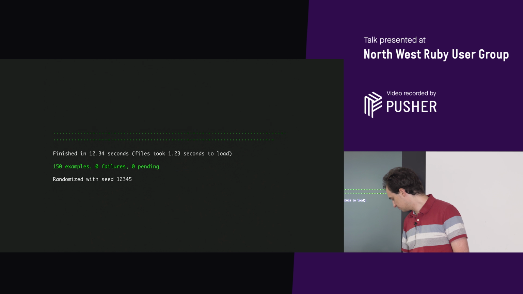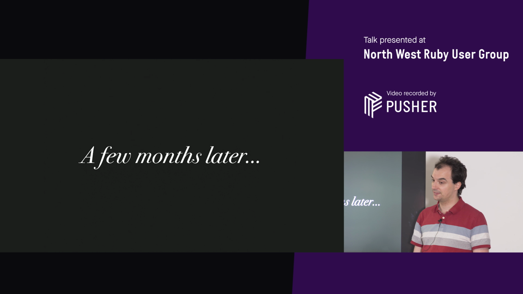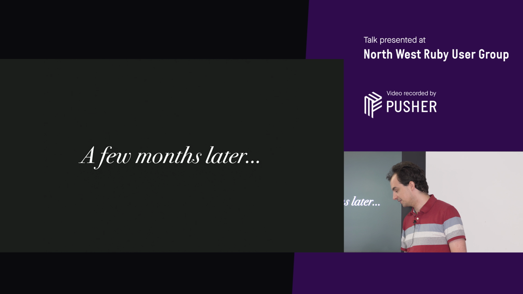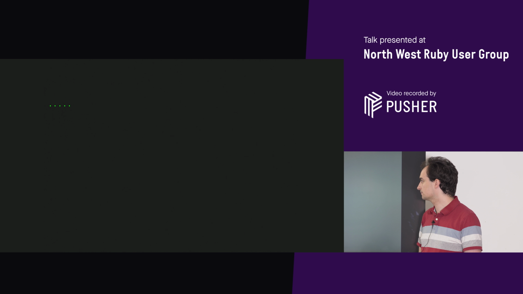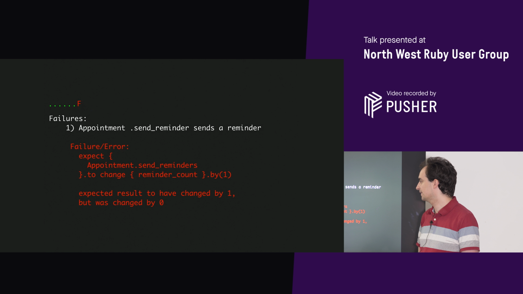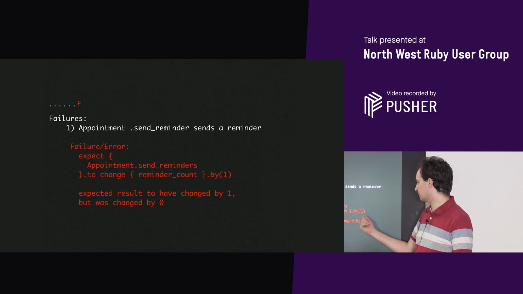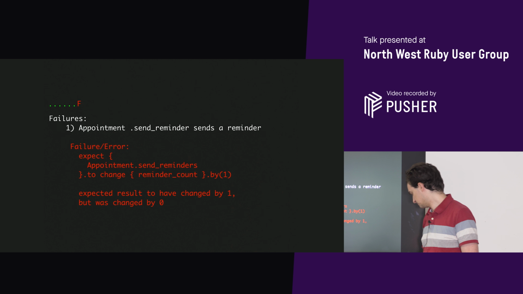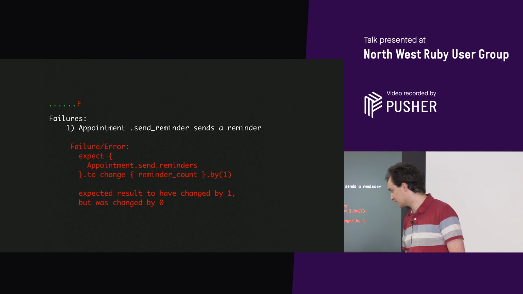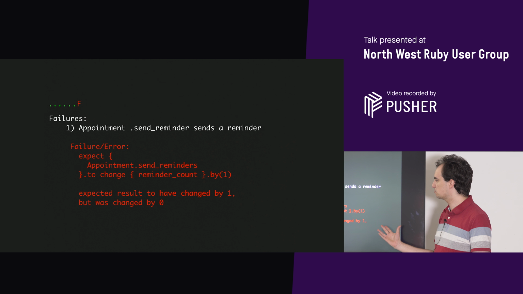Yeah, it's fine. However, a few months later, depending on when you write it or not, another failure. So again, we're expecting the count to go up by 1, but it hasn't changed at all. So it just hasn't sent them. Okay, so this can happen on certain dates.